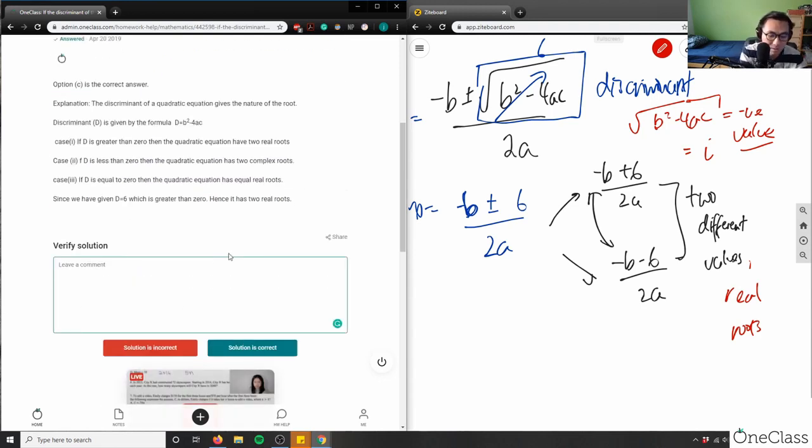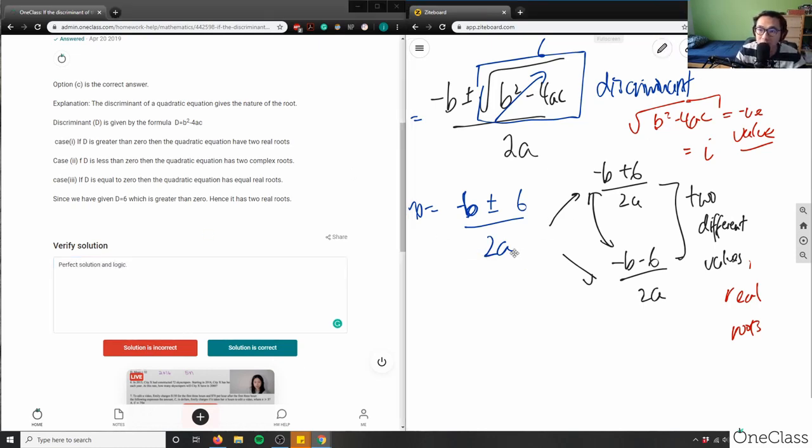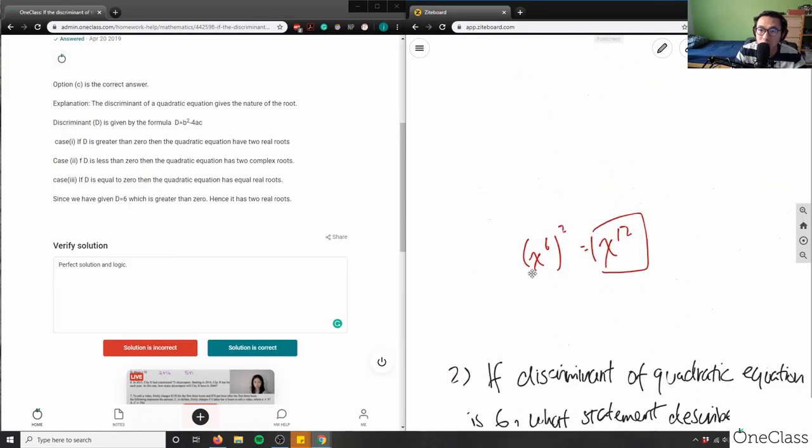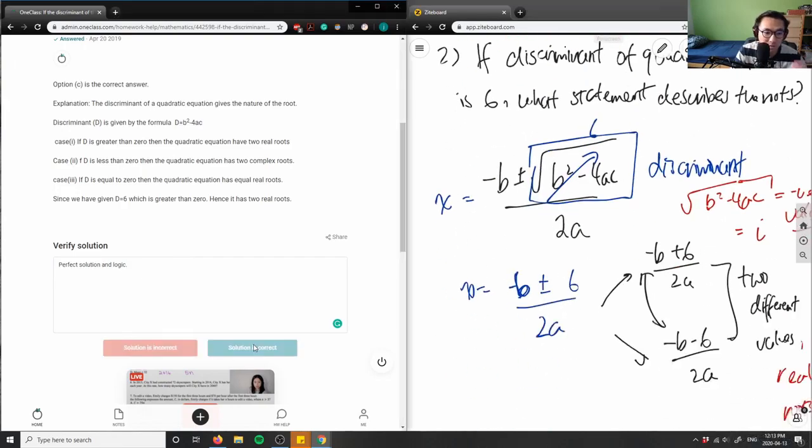So I like this solution. It's a perfect solution, and the logic is correct. So this question, question 2, the solution is correct.